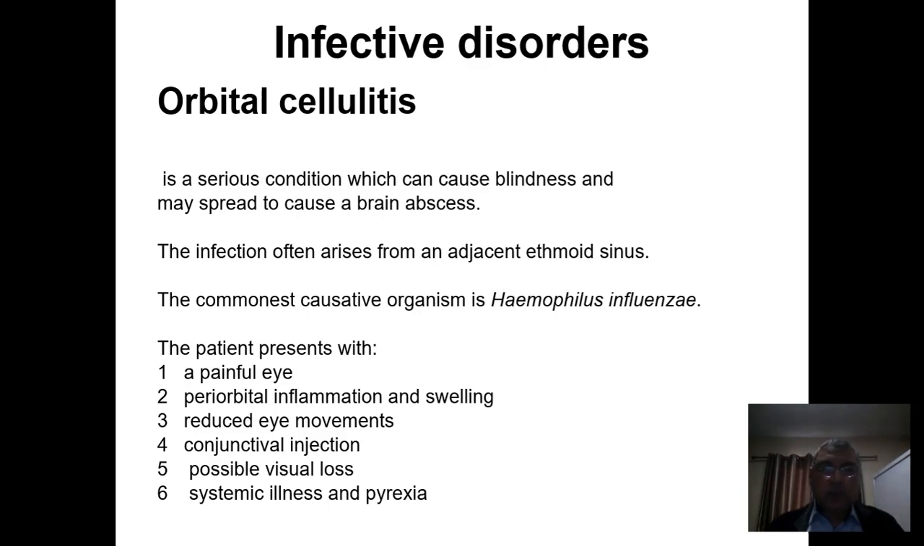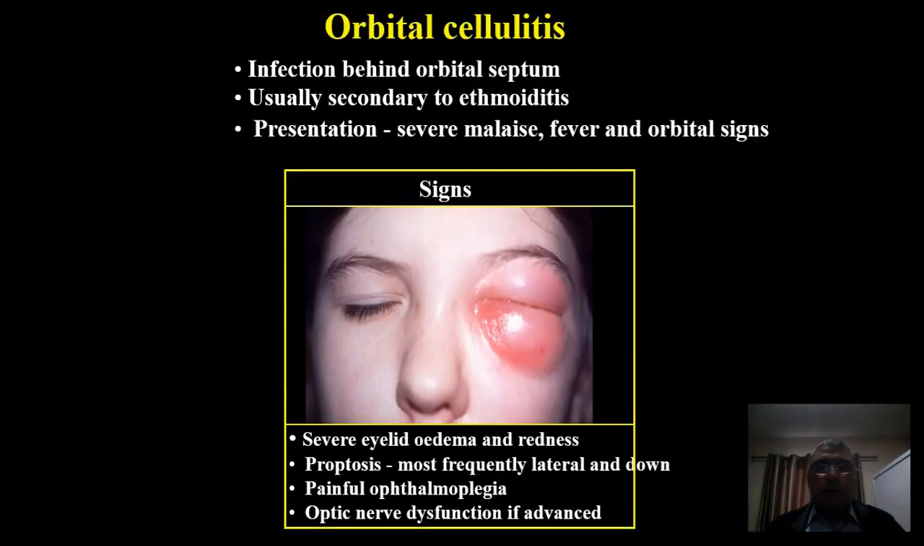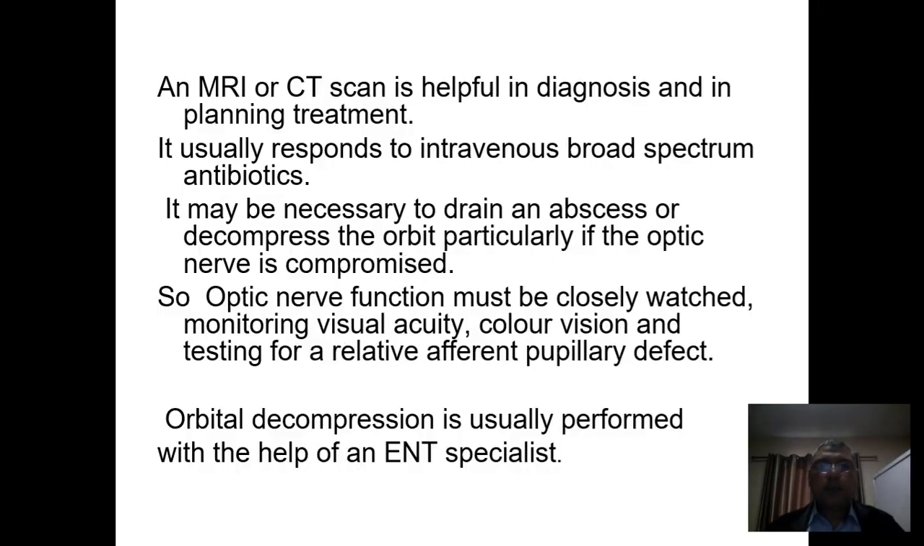The patient will have a painful eye, periorbital inflammation and swelling. A very important sign is reduced ocular motility. Also there is conjunctival injection, possibly visual loss due to compression of the optic nerve, systemic illness, and pyrexia. We may have a relative afferent pupillary defect due to damage to the optic nerve. Eyelid swelling, proptosis, and limited ocular motility are very important signs.